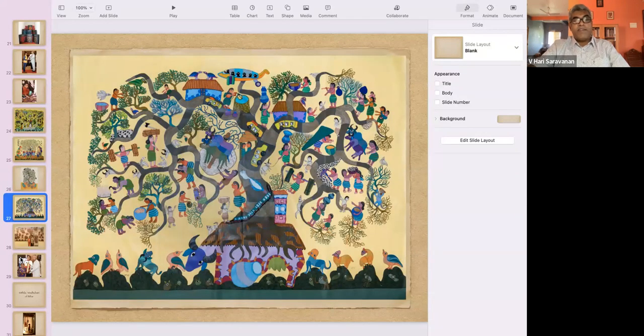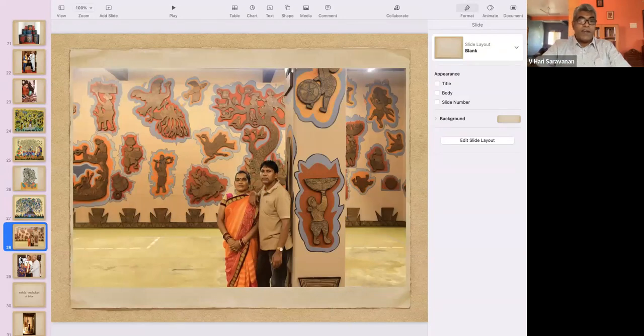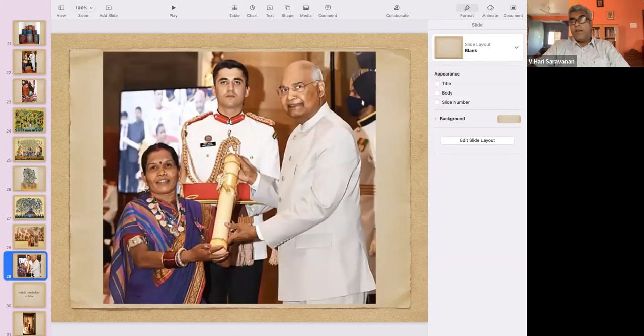And she had recently done one of the murals in the 2018 Kochi Biennale. Here is a photograph of the murals which she did using woodwork in her own style of art along with her husband. And she was presented with Padma Shri in 2022.